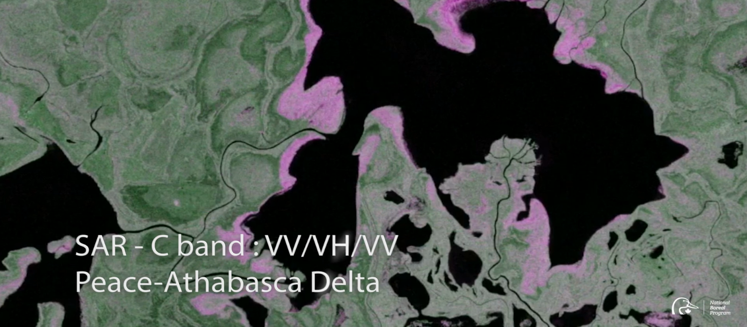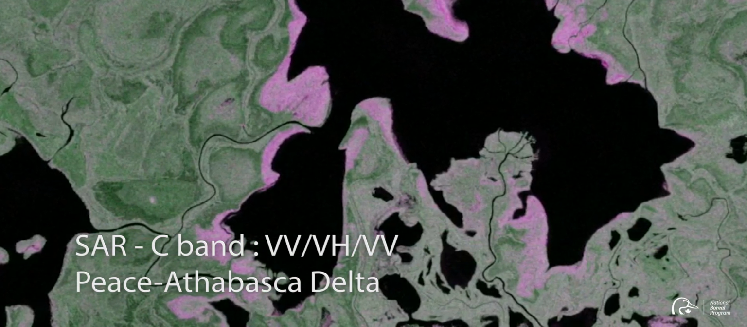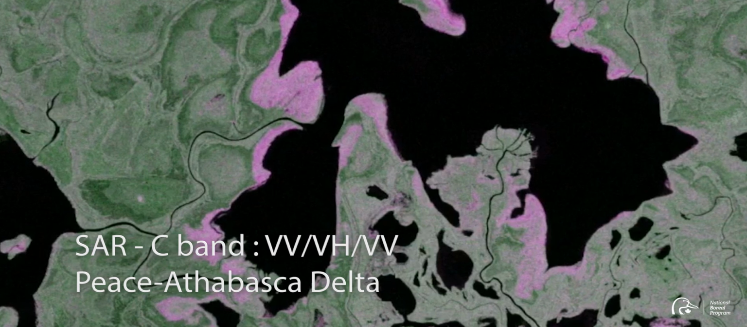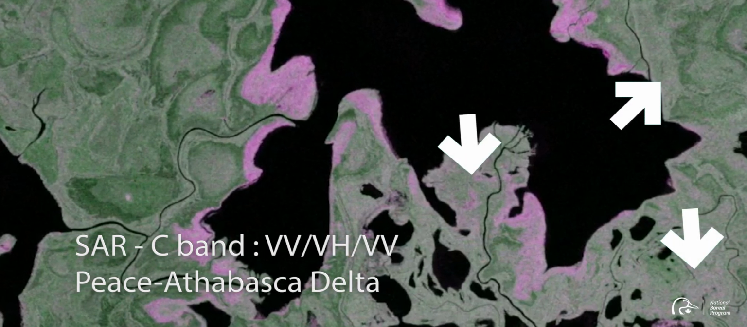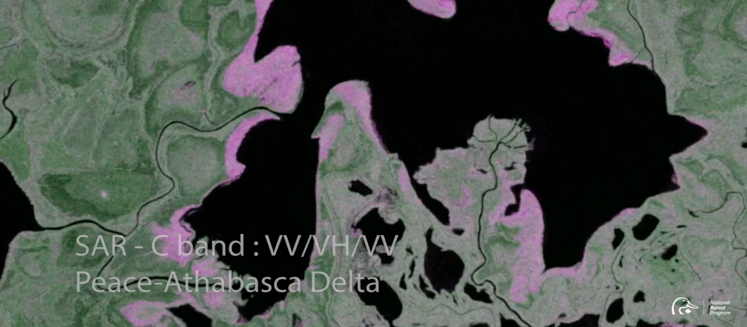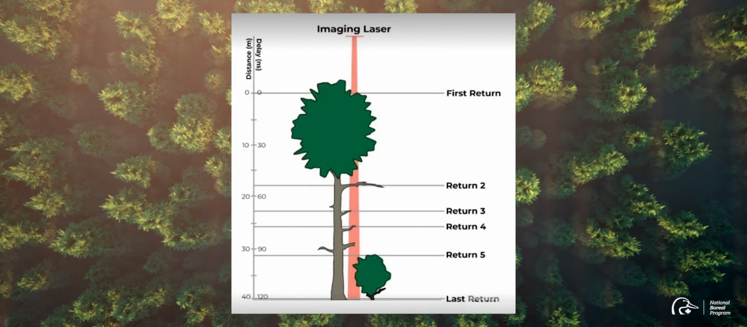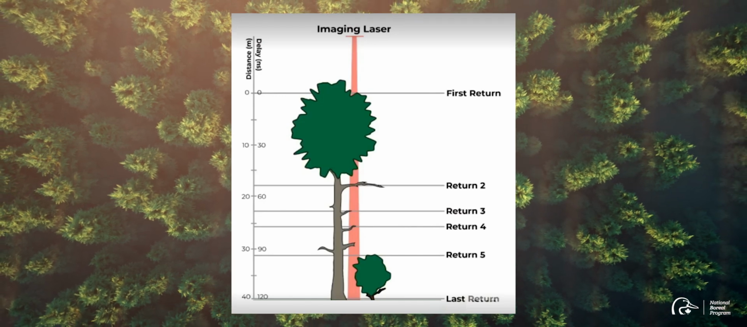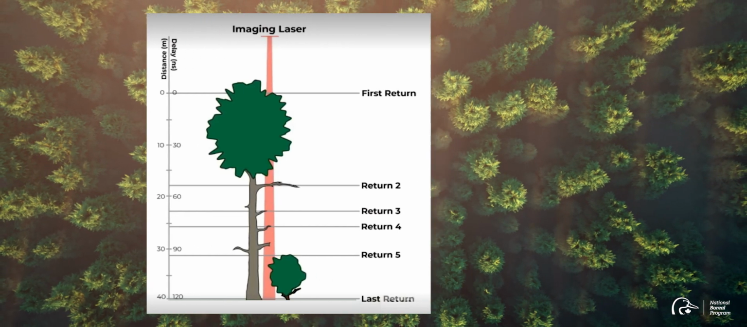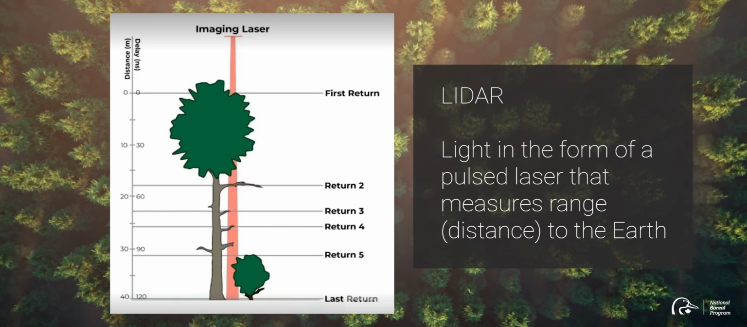In SAR imagery, the surface water appears dark as no energy is returned to the sensor, while flooded vegetation appears bright due to the energy being reflected first from the wet surface, then off the vegetation and back to the sensor. Light detection and ranging instruments, commonly called LiDAR, emit laser pulses and measure the time it takes for the pulse to return back to the sensor.